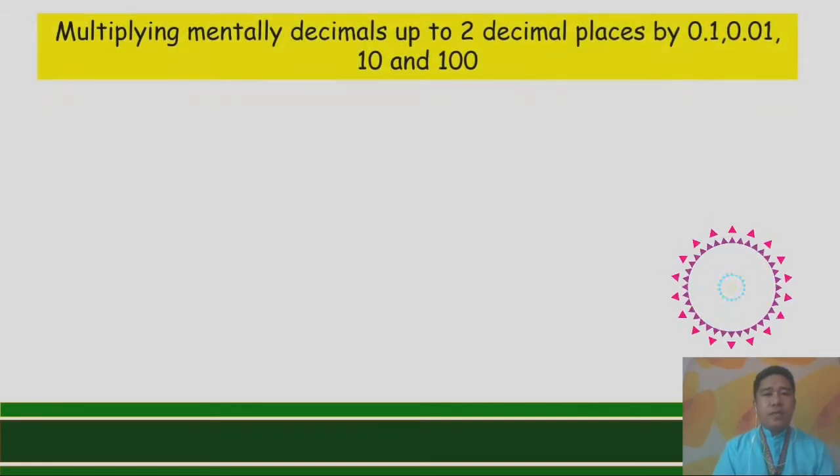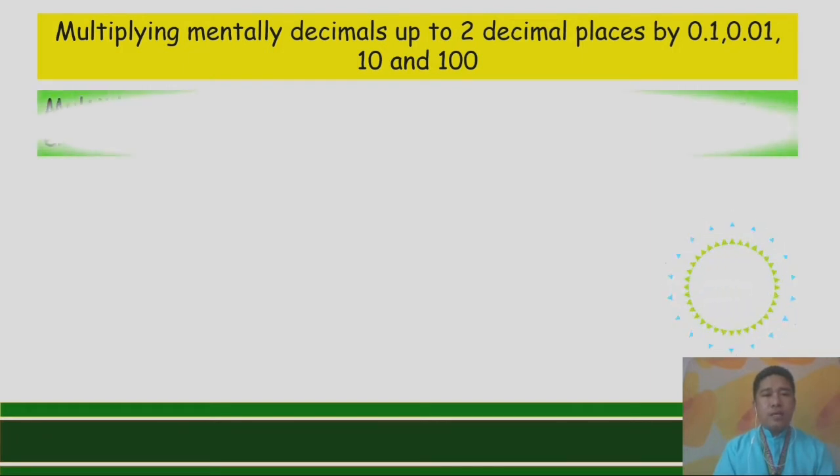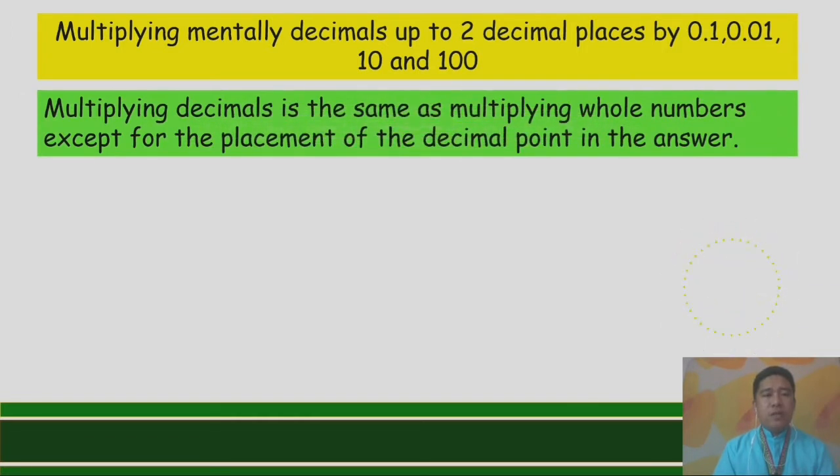Today, we are going to learn multiplying mentally decimals up to 2 decimal places by 1/10, 100ths, 10, and 100. What is multiplying decimals? Multiplying decimals is the same as multiplying all numbers, except for the placement of the decimal point in the answer. Let us have our example.